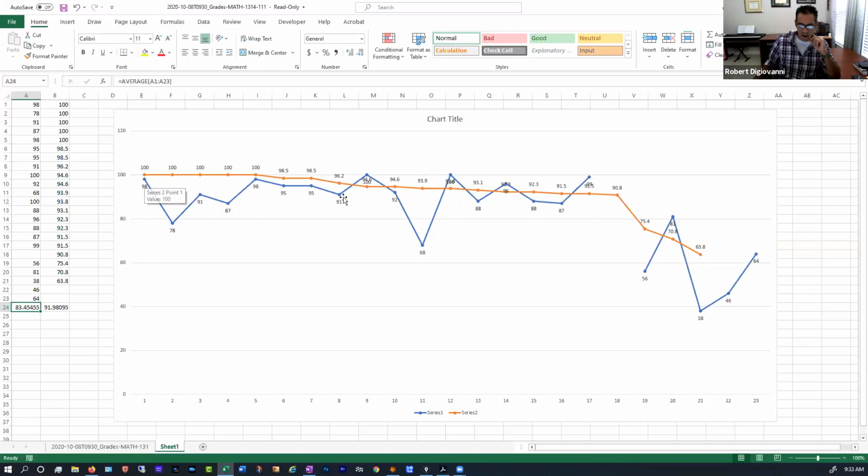This shows the grades, the orange is exam 2, the blue is exam 1. So you can see we had a lot of perfect scores. We had lots of A's, and then we had some drop off here. But for the most part, everyone did well. So I don't think there's really anything to discuss on that.